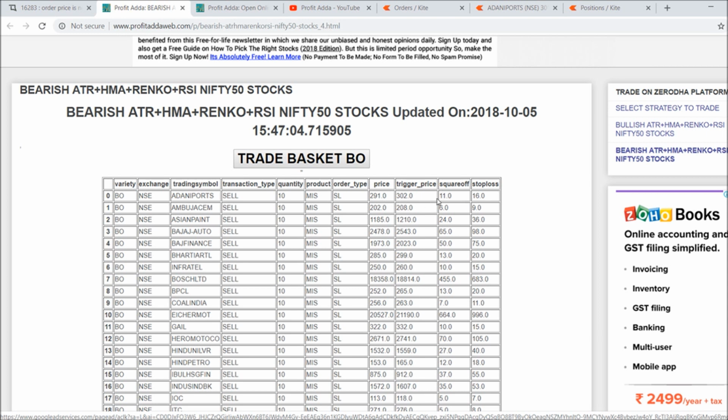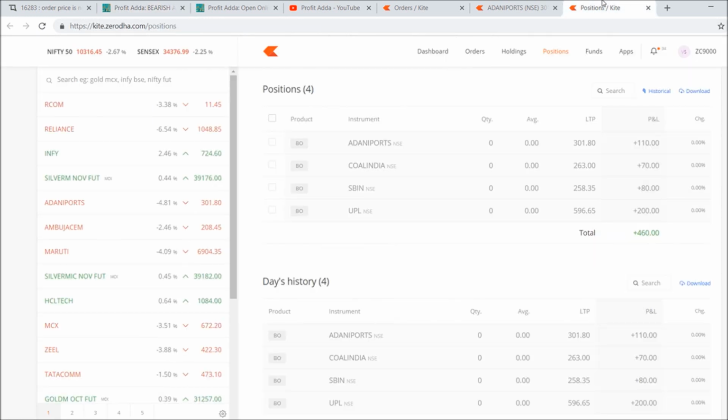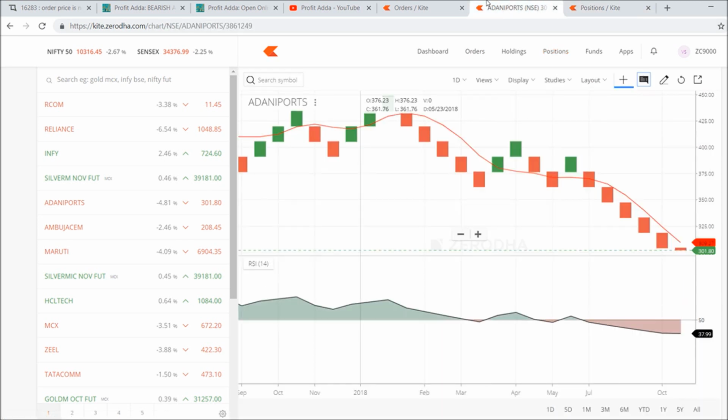If you go with the square off, I am giving a pure ATR value. So if it is 11 rupees, I have achieved 11 rupees today. I didn't square off anything manually, by my target itself it has been achieved. So UPL I got a good profit of 200 rupees, and Adani Ports I made 110 rupees with the quantity kept the same. Okay, so I've done these things.